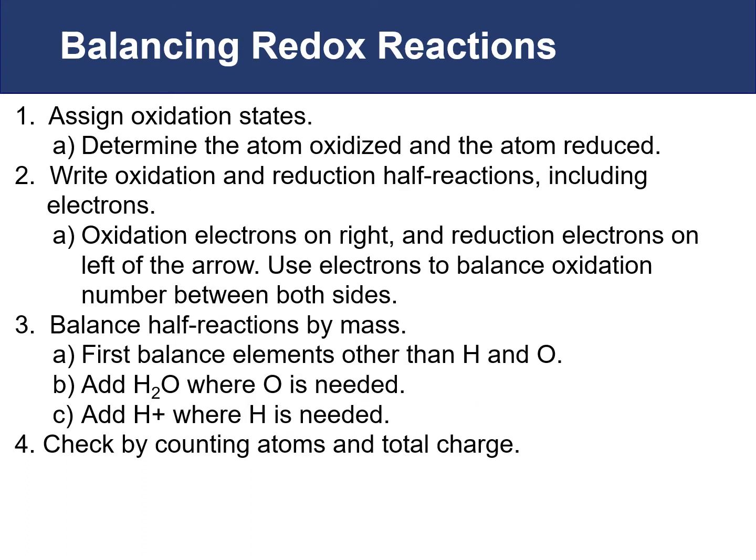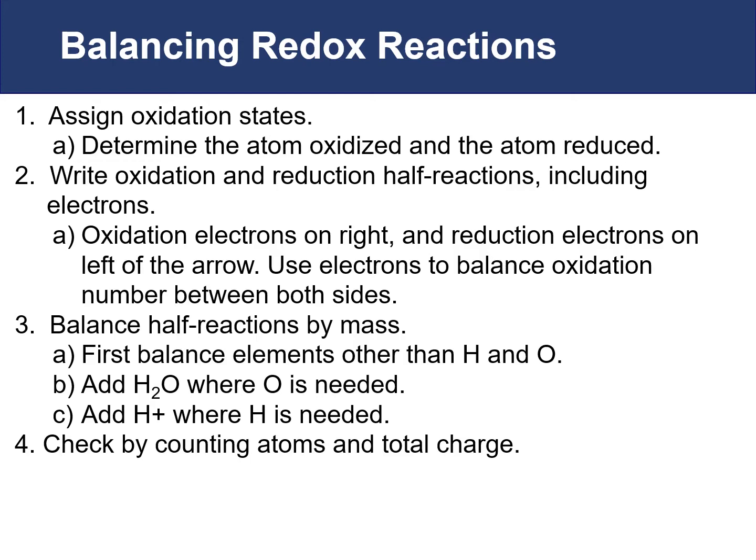The general process for determining your two half reactions and balancing them independently is first, you need to assign the oxidation states. So you will determine which atom is oxidized and which atom is reduced. You will write out the oxidation and reduction half reactions, including the electrons. Oxidation will have electrons on the right-hand side, reduction will have electrons on the left-hand side of the arrow. We will use the electrons to balance the overall oxidation number between the two sides.